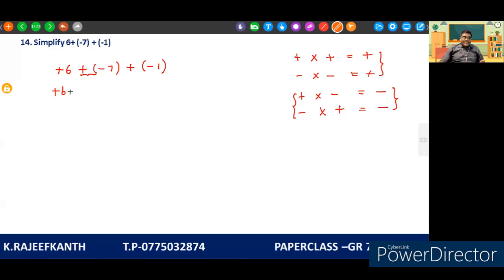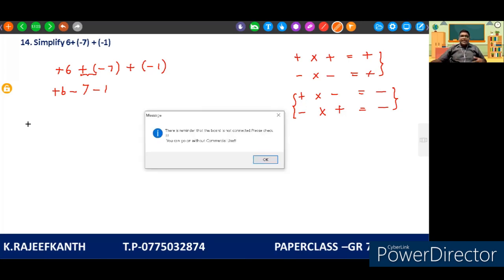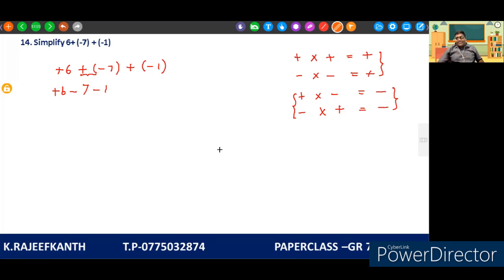So plus into minus, minus 7. Here we are multiplying these two signs, plus into minus, minus. Plus into minus, minus 1. Because in grade 7, you have only addition in directed numbers, and in grade 8 you have subtraction. So here in grade 7, you can simplify the addition or subtraction, right? Then how can we subtract or add it?